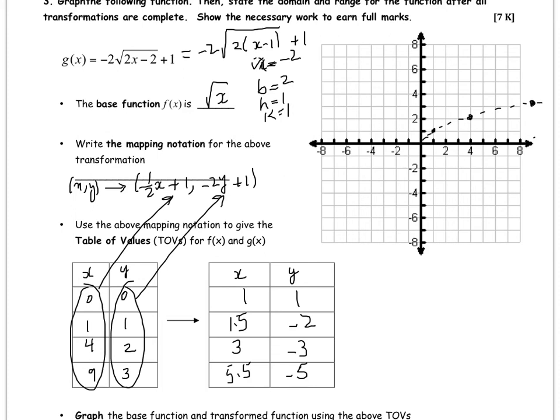Now I'm going to plot the transformed function. When x is 1, y is 1, so it's going to be this point. When x is 1.5, y is negative 2, which is going to be this point. When x is 3, y is going to be negative 3, which is going to be this point. And when x is 5.5, y is going to be negative 5, which is going to be around this point. So my function is going to look like a graph like this one.